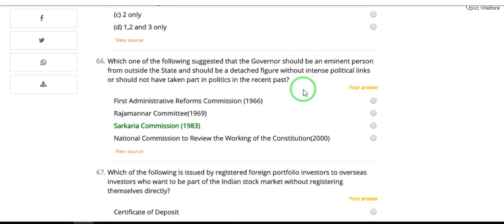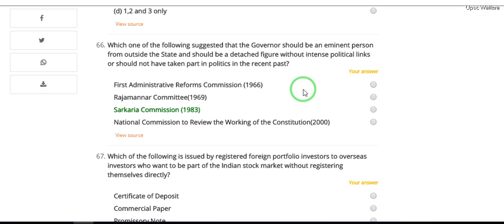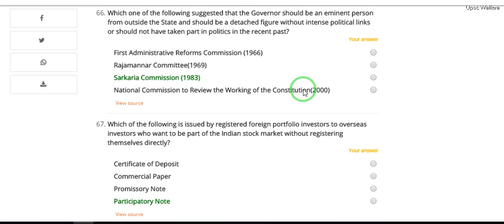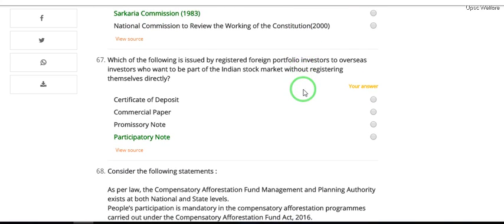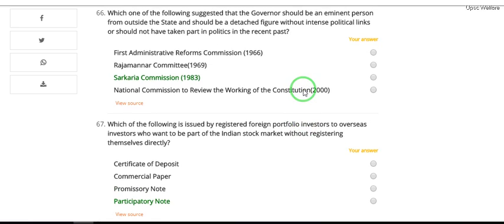Now 66, the Sarkaria Commission. As we know, the Sarkaria Commission was constituted in 1983. It clearly suggested that the governor should be an eminent person from outside the state, a detached figure without intense political links, and should not have taken part in politics in the recent past. So after this, rectification in the government took place when the Sarkaria Commission was constituted. So 1983 will be correct in my opinion. So C will be the answer here.